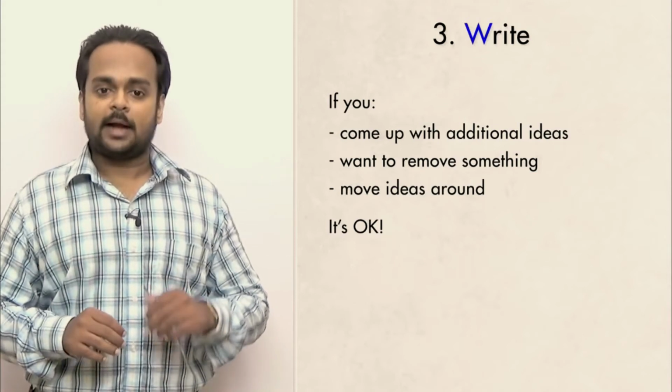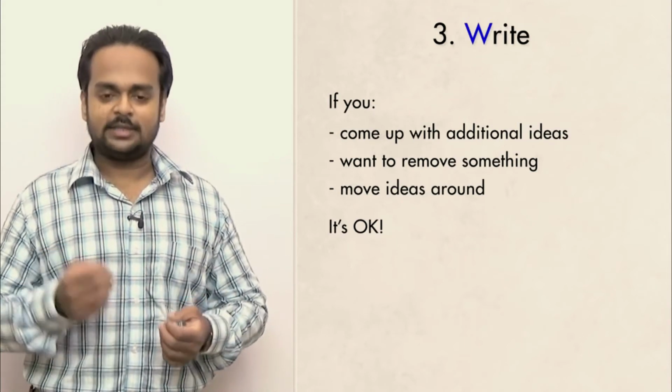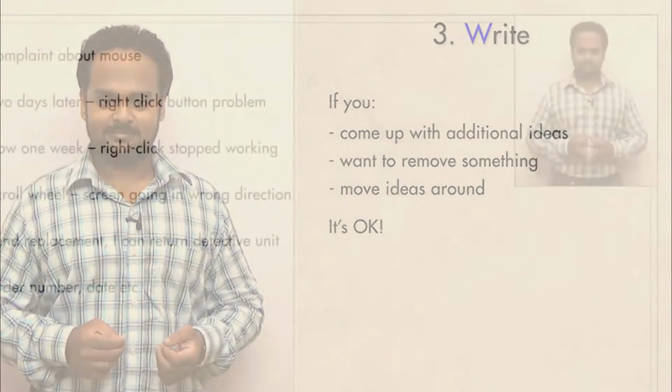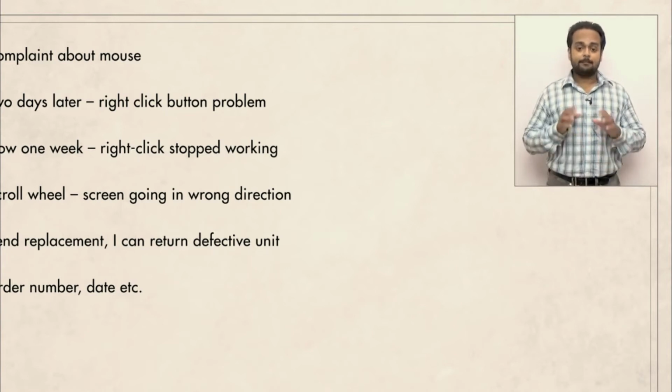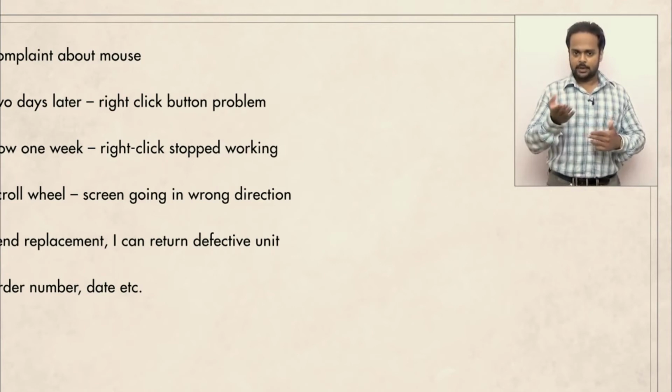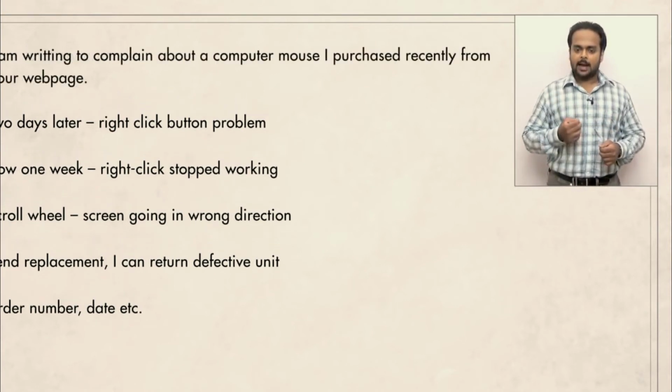Alright, let's go back to our outline and write some full sentences. So here I have the outline that we created. I've added a few words here and there to make it easy to understand. The first point I want to mention is my purpose for writing. So I can take this idea and put it in a sentence like this. I am writing the complaint about a computer mouse I purchased recently from your website.